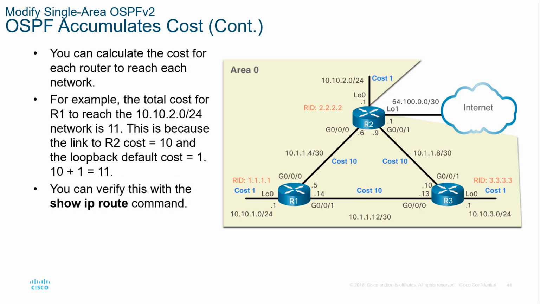So how do we see that as a number? Again, here we have 1 plus 10. That cost total is 11. This cost would be 1 plus 10 plus 10 to the internet. So this would be 21.